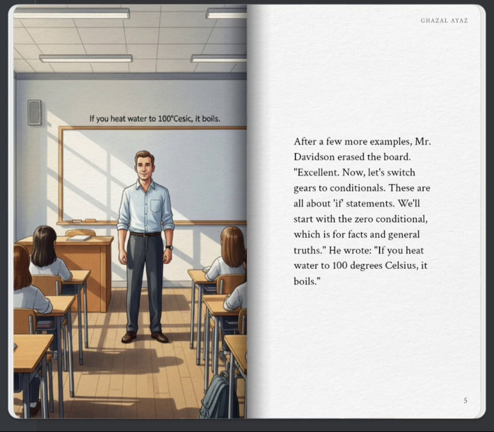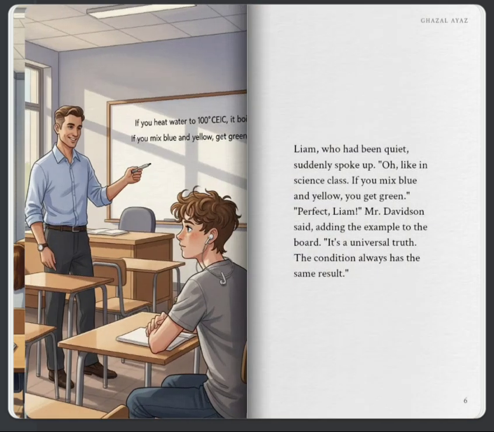Now, let's switch gears to conditionals. These are all about if statements. We'll start with the zero conditional, which is for facts and general truths." He wrote, "If you heat water to 100 degrees Celsius, it boils."